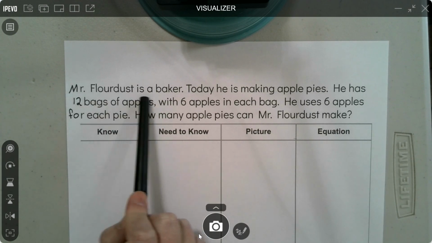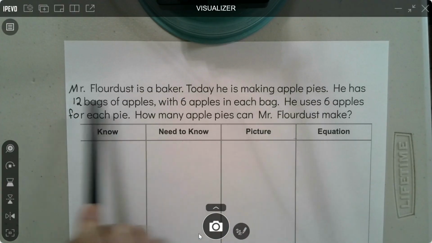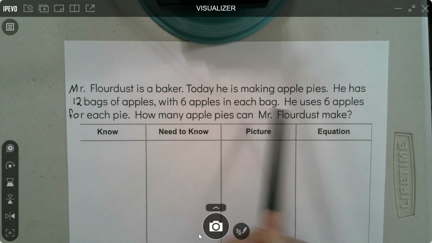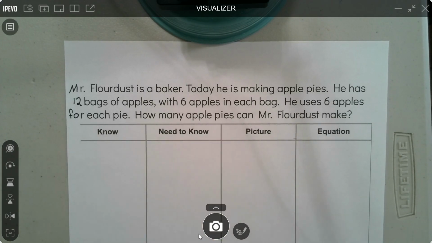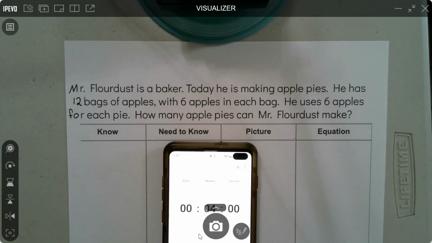I'm going to read that again. Mr. Flower Dust is a baker. Today he is making apple pies. He has 12 bags of apples with 6 apples in each bag. He uses 6 apples for each pie. How many apple pies can Mr. Flower Dust make? I'm going to give you 4 minutes to solve this problem on your whiteboard. You may begin.